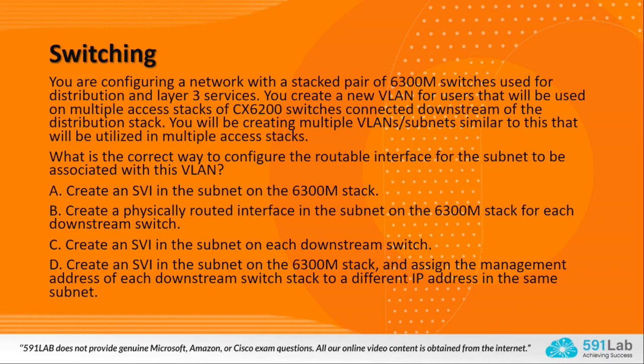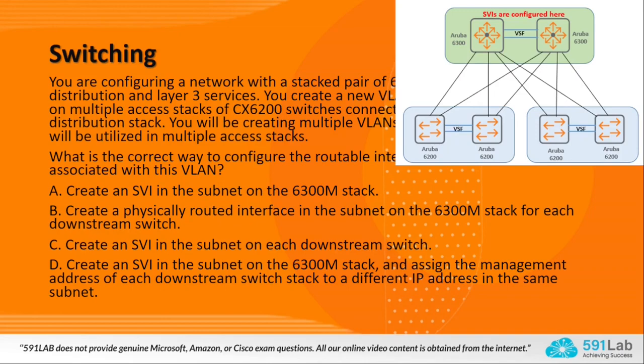Okay, to understand the scenario better, you look at the image here. Question describes a setup with CX6300 distribution switch stack where layer 3 services are provided. Other 6200 switches are uplink to this 6300 stack. Requirement is to create a switched virtual interface for a VLAN. Since the layer 3 services are provided at 6300 distribution stack, SVI has to be defined there. Required VLANs need to be tagged on uplink so that necessary access switch stacks can utilize that defined VLANs. Let's look at the answers.